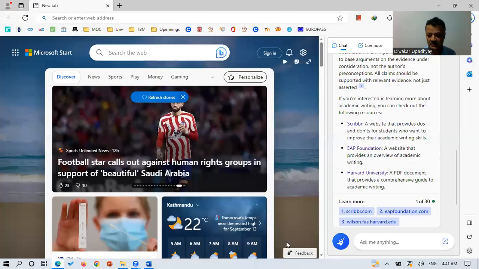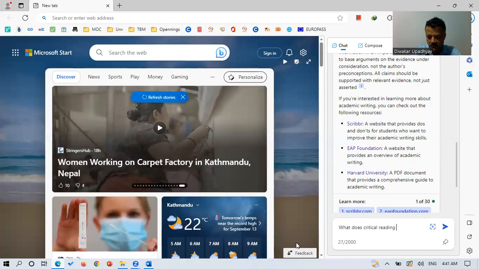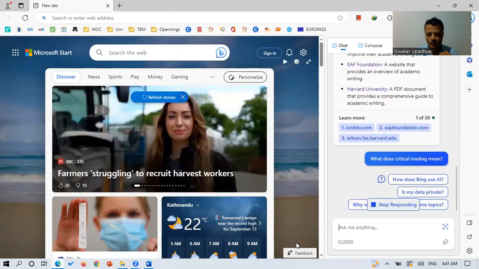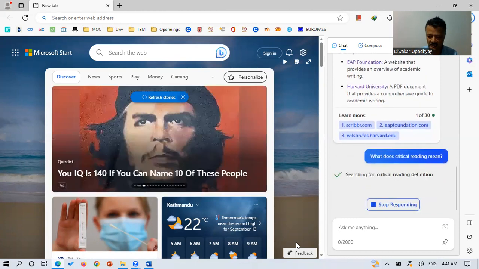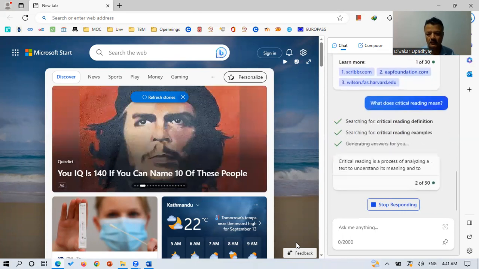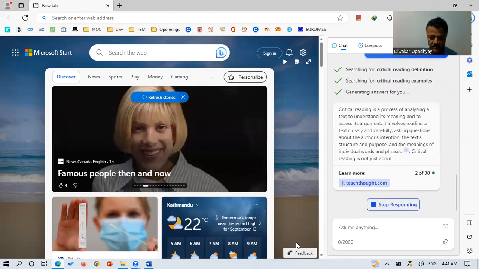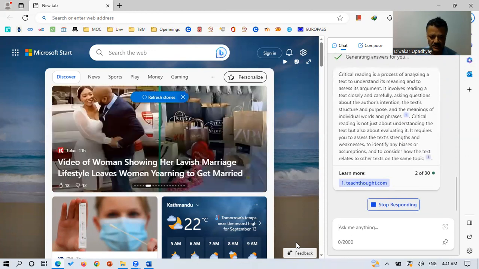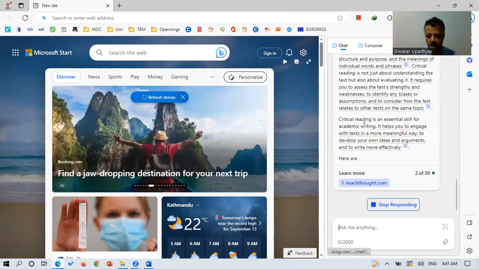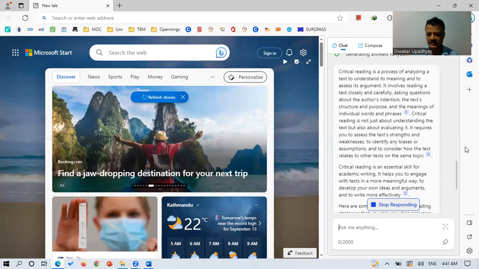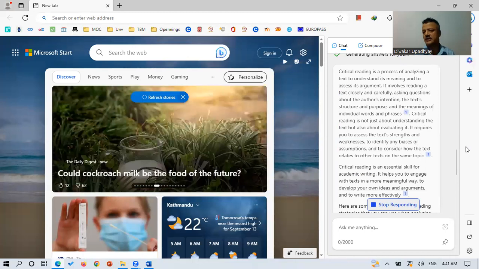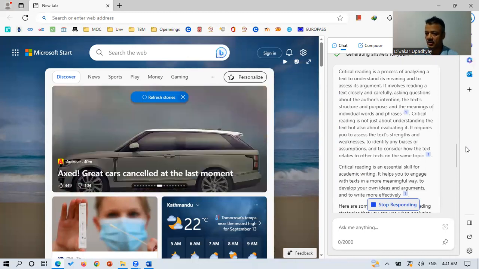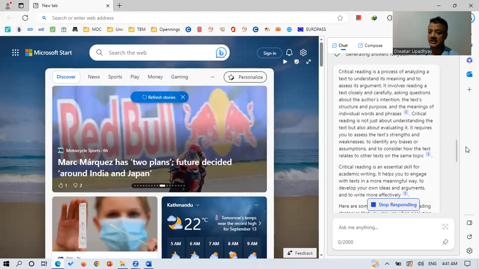Okay, let's again ask, what does critical reading mean? When we read a text critically, what do we mean by reading something critically? Let's read and understand what critical reading might mean. It says critical reading is a process of analyzing a text to understand its meaning and to assess its argument.